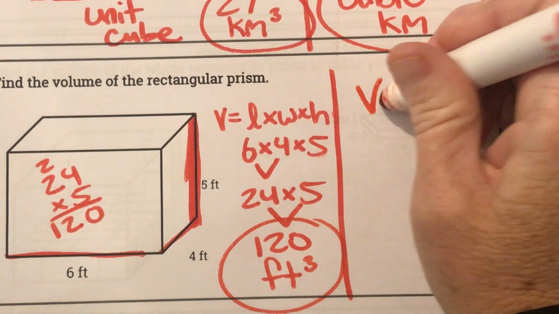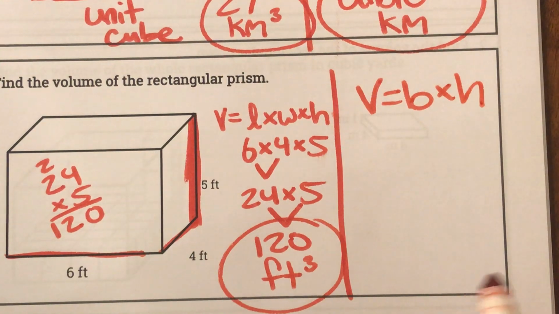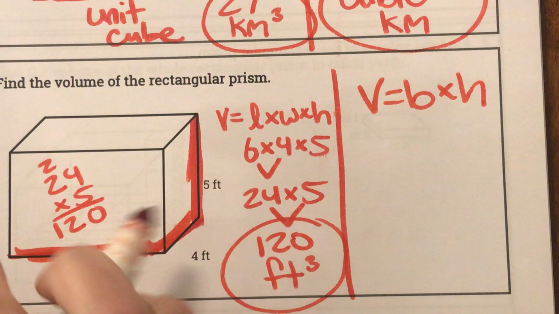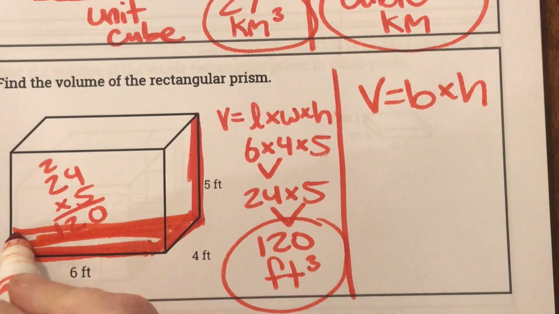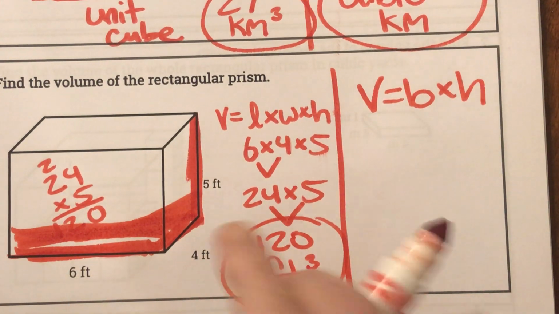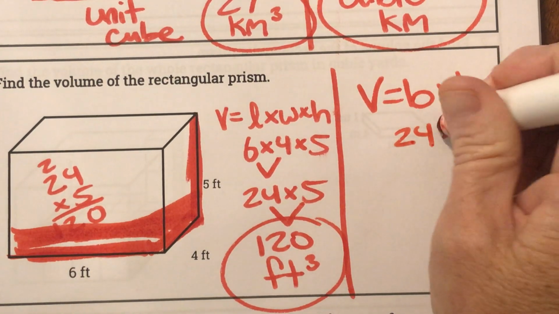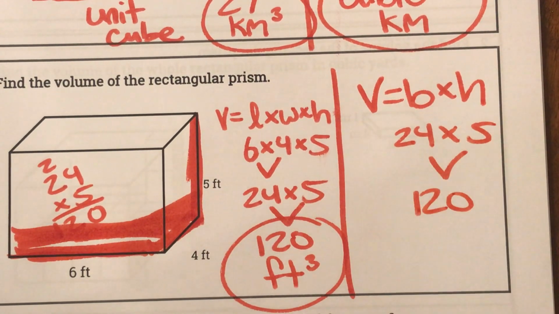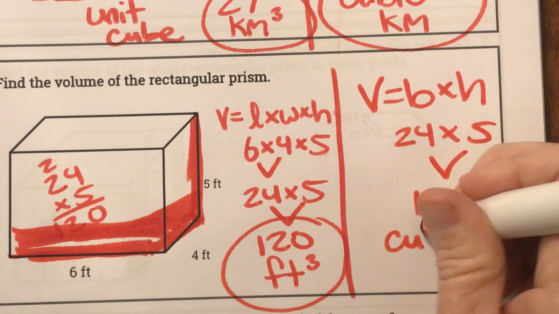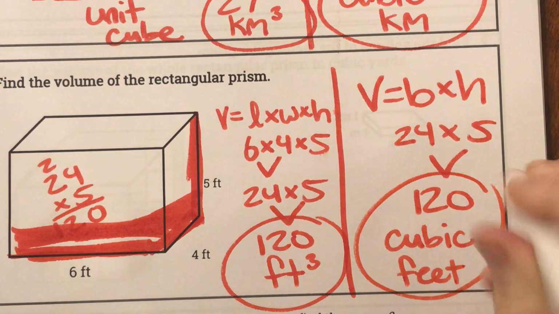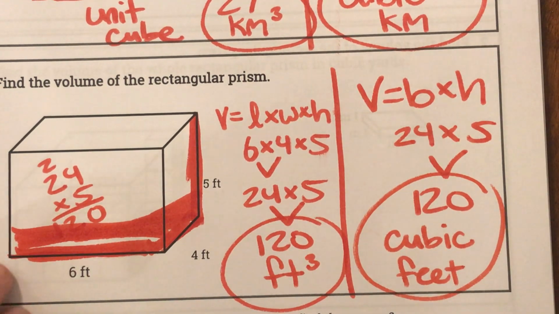Okay, let's do our next formula. Volume equals base times height. So what's the bottom? Well, they didn't draw it for us where we see the whole bottom. We have to kind of picture that there's a bottom in there. The bottom is 6 times 4 because it's the area of the bottom times the height, which is 5, and we already solved. So I could say 120 feet cubed. I could say cubic feet, but I have to make sure I have the measurement of feet and something cubed.